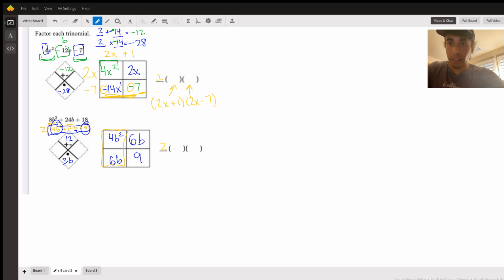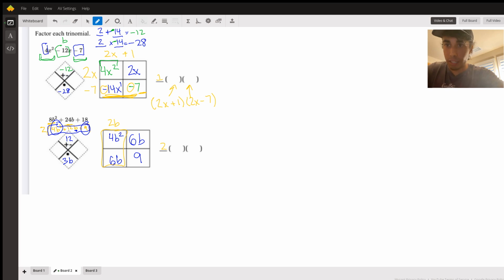So we got on that first column right there, right? The 4b squared and the 6b, we're going to do greatest common factor. So the largest number that goes into both 4 and 6 is going to be a 2. And then with b squared and b, we can take out the lowest power, so just a b.